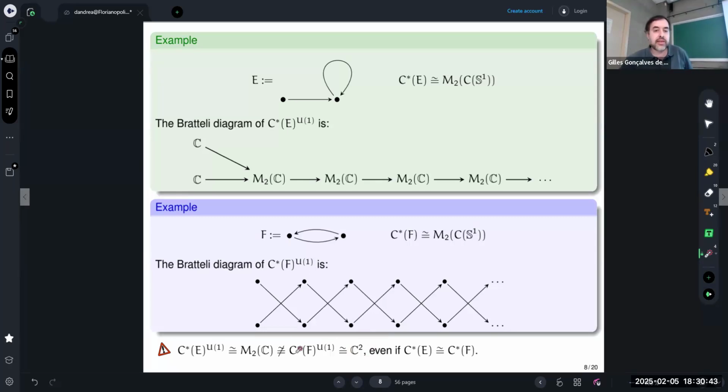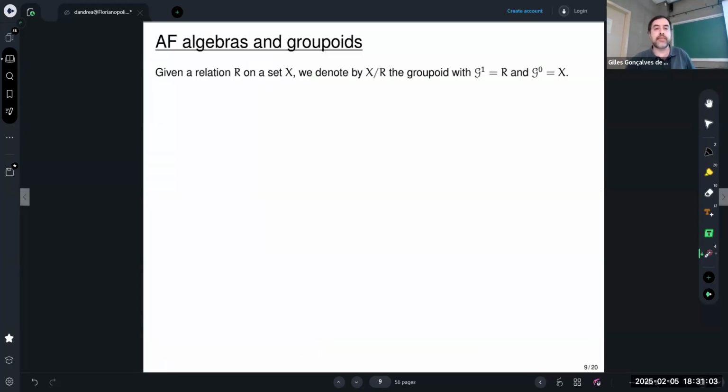I just wanted to point out with this simple example that one has to be careful, because even if the graph C*-algebra is the same, you can have different graphs giving the same graph C*-algebra but not the same core, because in one case it's C2 and in the other it's 2 times 2 matrices. But it's obviously because they are isomorphic but not gauge equivalent. Yes, of course. Okay.